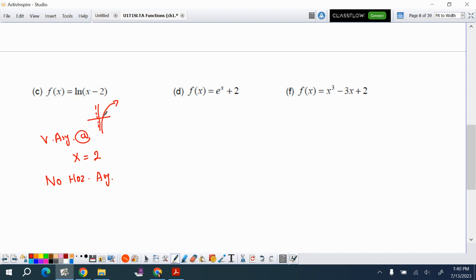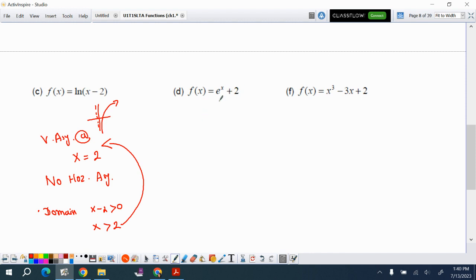Know that log of a negative number is not defined. So I'm going a little on the side track, that the domain is always x minus 2 greater than 0, which means x is greater than 2. That means there is a vertical asymptote at x equal to 2.